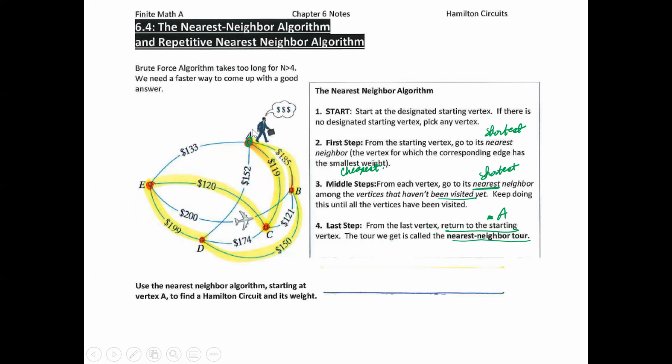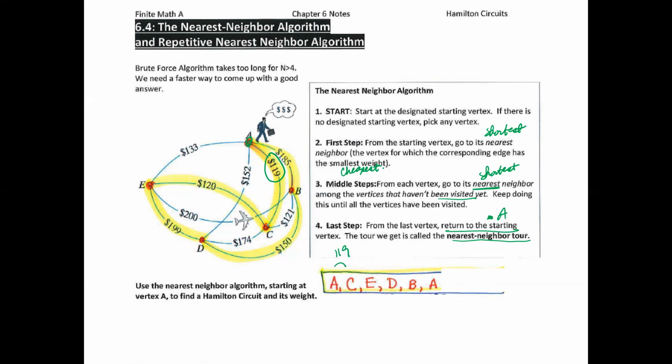So looking at this example with Willie, the traveling businessman, use the nearest neighbor algorithm starting with vertex A to find a Hamilton circuit. If I look at A, which letter here is going to be the next shortest, or the least expensive? I think it's going to be C. And it is, because A to C is $119.